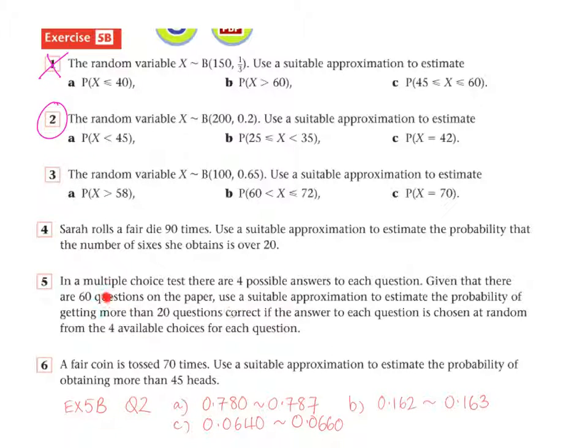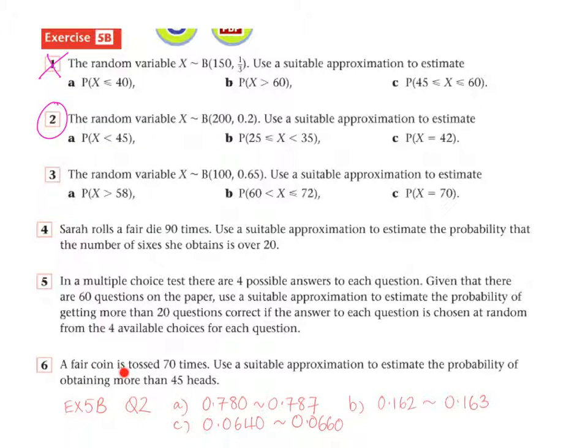You can see here we've got a multiple choice test. There are 4 possible answers to each question, given that there are 60 questions, so n's pretty big. Estimate the probability of getting more than 20 questions correct if it's chosen at random, and there's 4 available choices for each question. So even though there's 4 choices, it's either right or wrong for that one. Same here as well. 70 is pretty large. Suitable approximation. Estimate a probability of obtaining more than 45 heads.